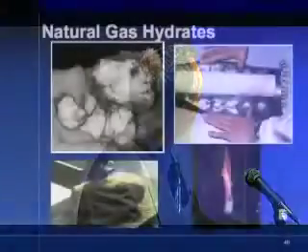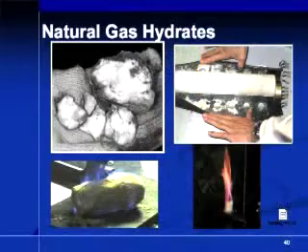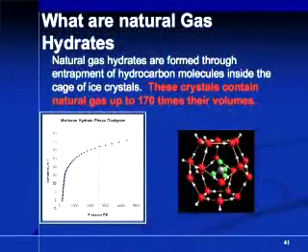This is methane hydrates. It looks like ice. It burns. Got a flame on it. Next. And because of the structure of this, with pressure and temperature, the crystals contain natural gas up to 170 times their volume. So it's very prolific. The question is, how do you get at it? It's very difficult. It's not stable. Next.